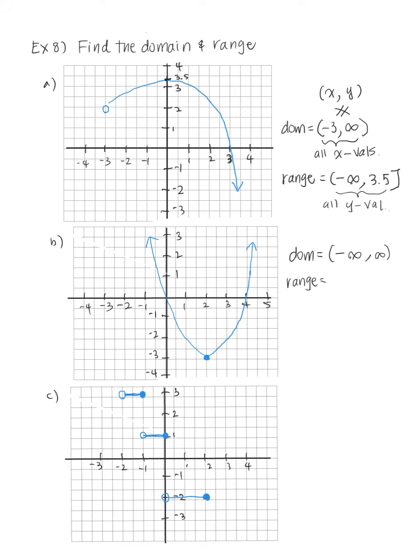So in this case, our range is going to be closed -3, sorry, and then to positive infinity. Now let's look at part 3. We're given the step function here. So let's first go with the domain. To compute the domain, you're going to have to look at the graph from left to right.